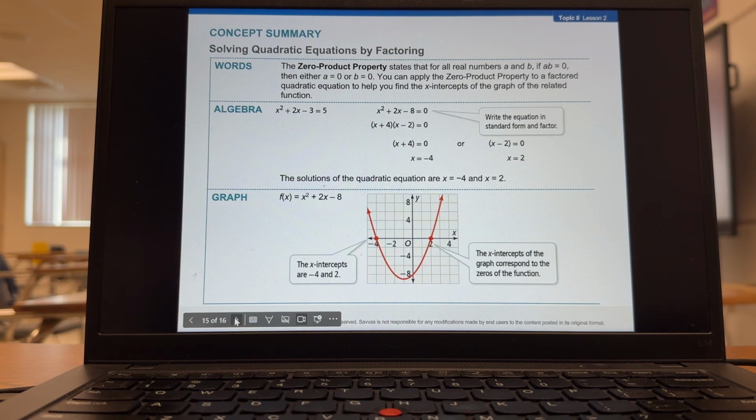So, concept summary. The zero product property states that for all real numbers A and B, if A times B equals 0, then either A equals 0 or B equals 0. You got to make sure that it's always equal to 0. So for this case, you would have to subtract 5 to the negative 3, make it a negative 8. Once it equals 0, you can go ahead and factor it, make the equations separate, equal to 0, and solve from there. On a graph, it's where it touches, your x-intercepts are negative 4 and 2.